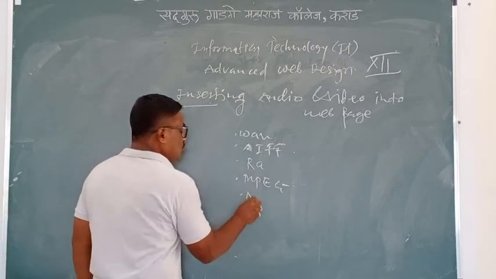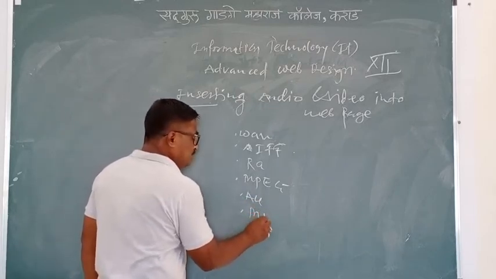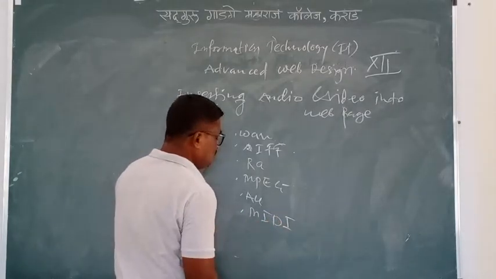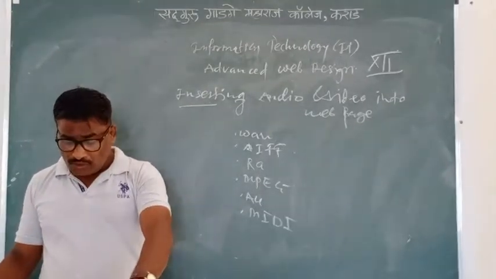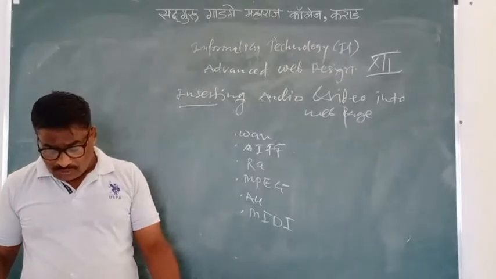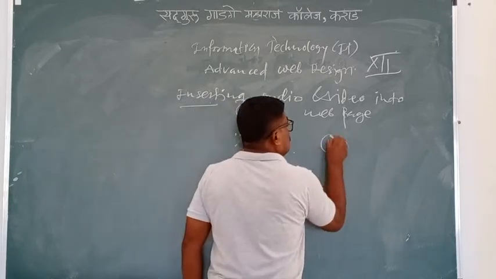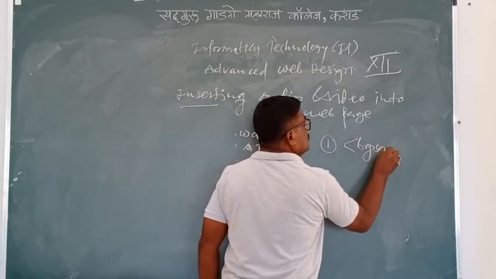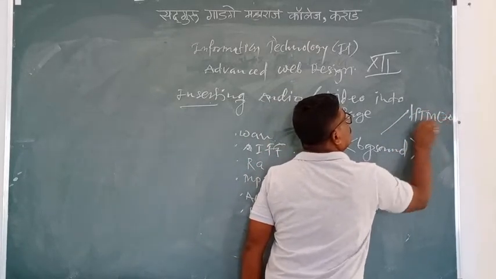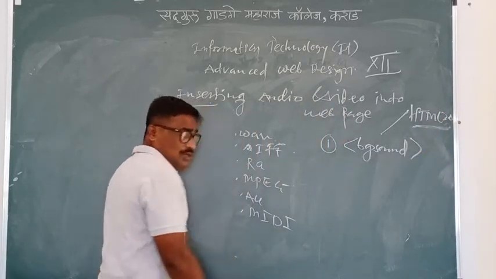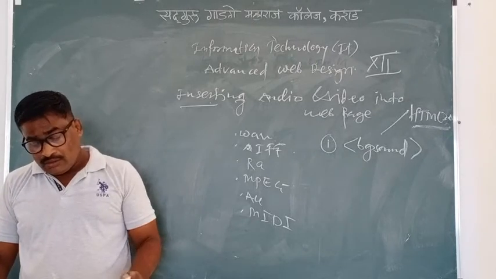Another one is .au, audio format, and .midi, musical instrument digital interface. It is the format for the audio, and these formats are used with the tag BGSOUND in HTML 3.0. Now in HTML 5.0 there are different tags used in the HTML format.